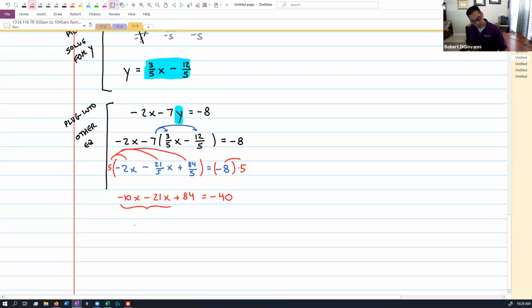These I can put together as negative 31x. And then I'm subtracting 84 from both sides. So I get negative 31x equals, what is that? Negative 124, I believe. And then divide through. What's x? Does it go in there evenly or do I need my calculator? Is it a decimal? Is it a nice number? What is it?